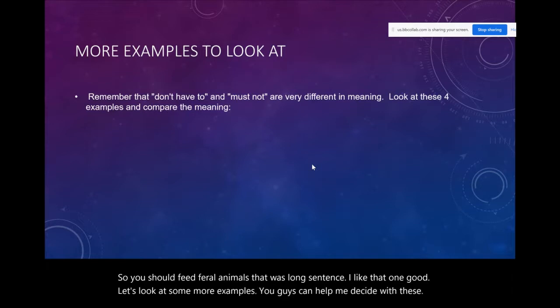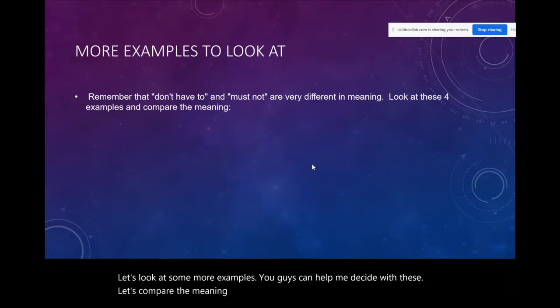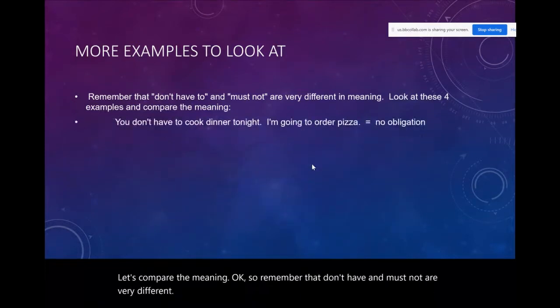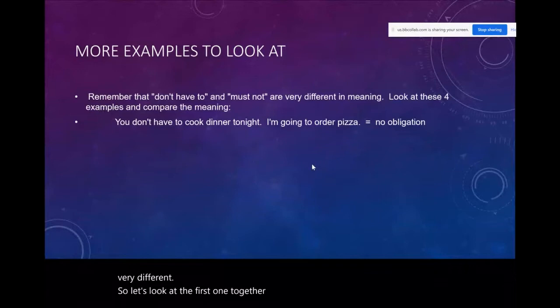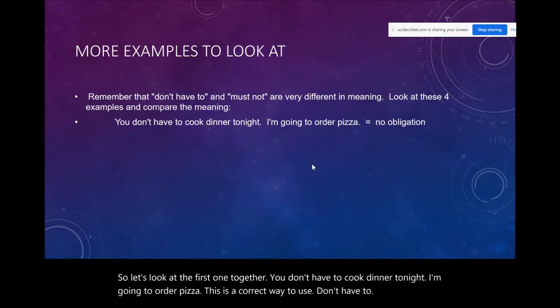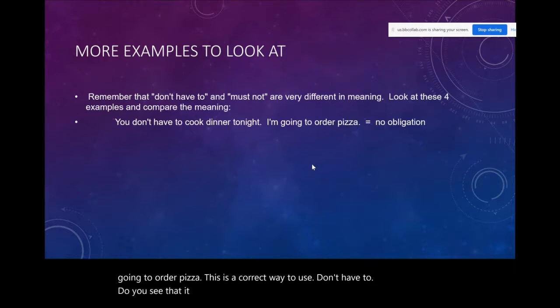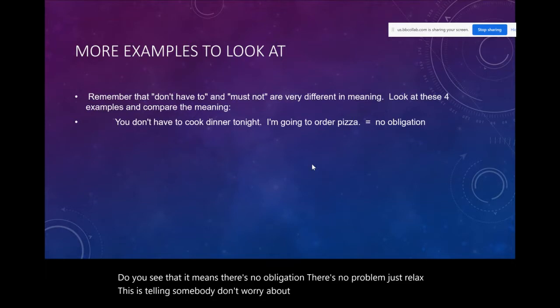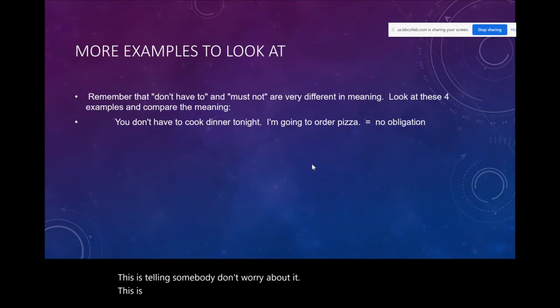Let's compare the meaning. Remember that don't have to and must not are very different. So let's look at the first one together. You don't have to cook dinner tonight. I'm going to order pizza. This is a correct way to use don't have to. Do you see that it means there's no obligation, there's no problem, just relax. This is telling somebody don't worry about it. This is giving good news to a person. You don't have to cook. You can just watch TV. I'm going to order pizza.